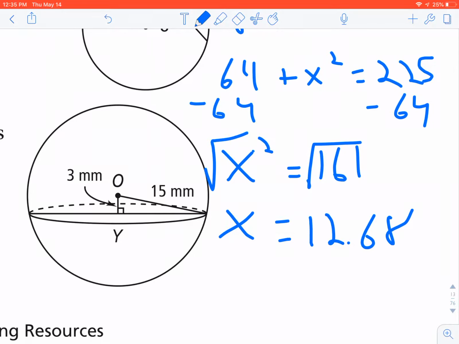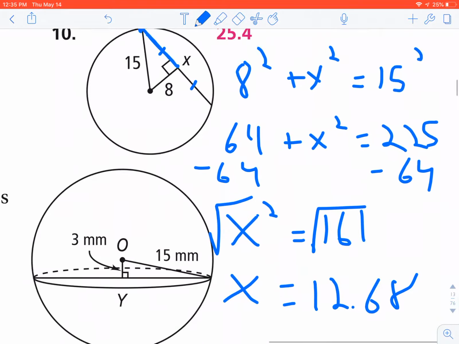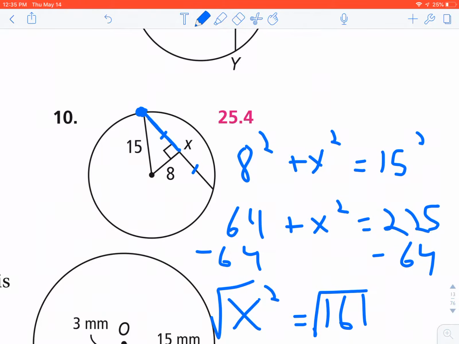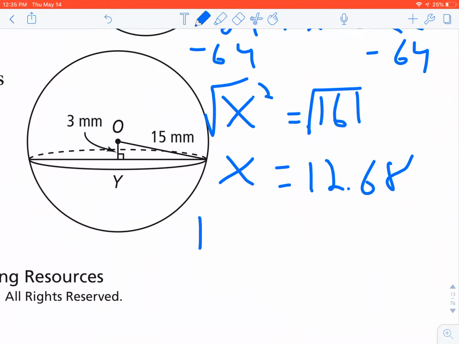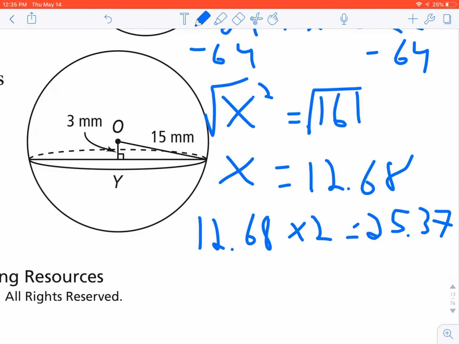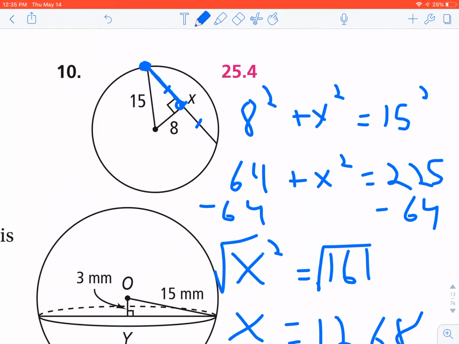12.68, and so on. Now, that's not the answer, because all I found is from this point over to this point. Okay, so I need to double my answer, multiply it by 2, so take your 12.68 times 2, which gives you your 25.37, which if you round to the nearest tenth, is your 25.4 to find the entire length of this chord.